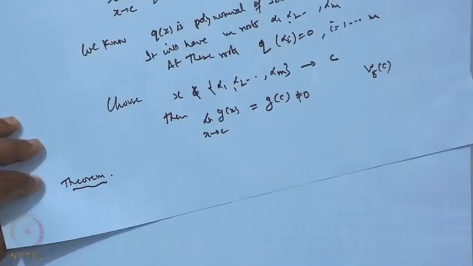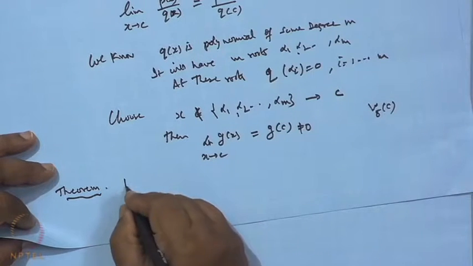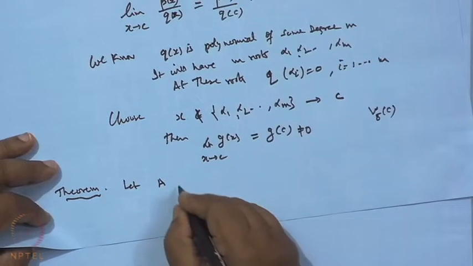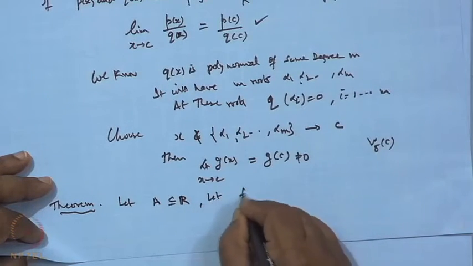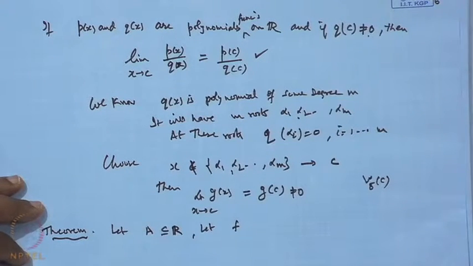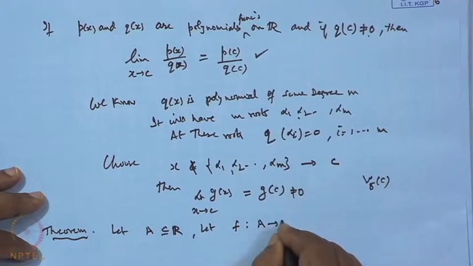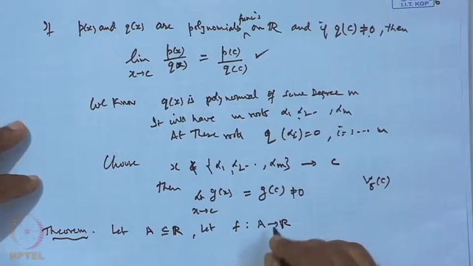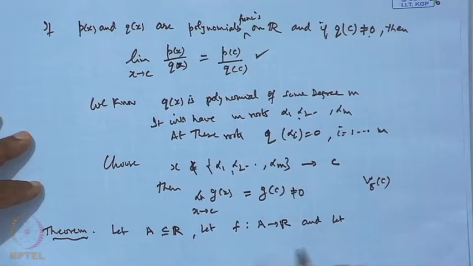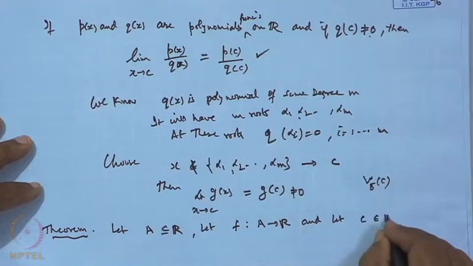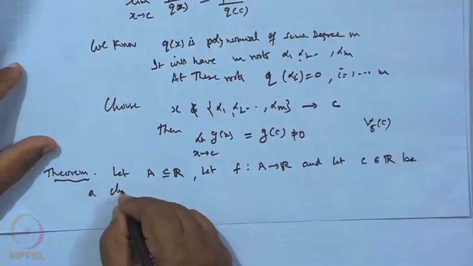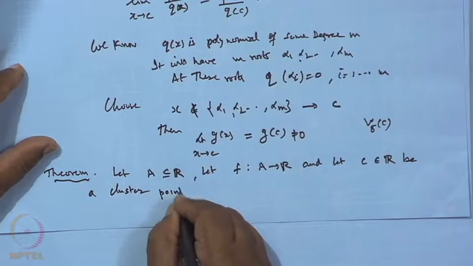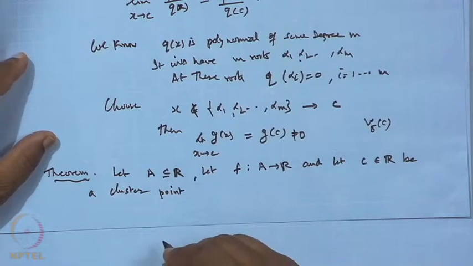this result is also interesting. The result says: let A, which is a subset of R, and let f, which is a mapping from A to R, and let c belongs to R be a cluster point of A.